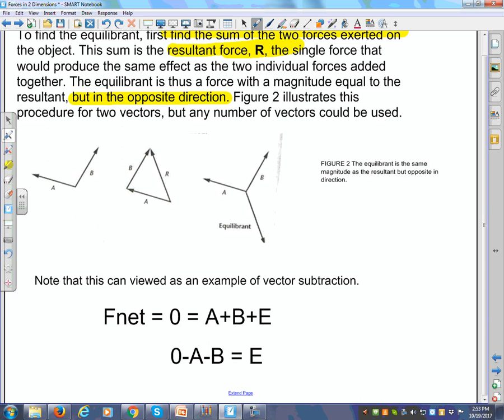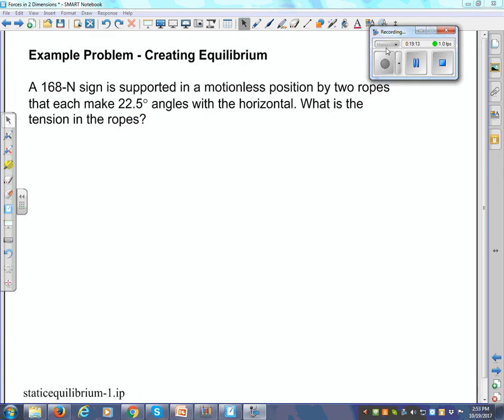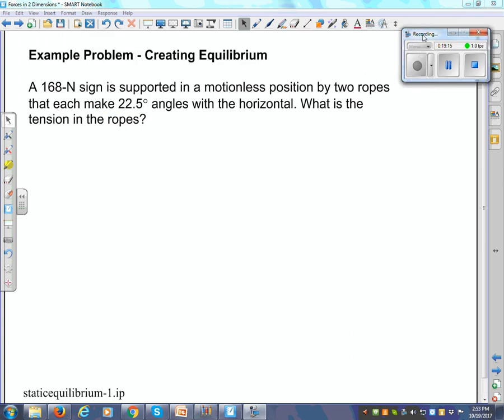Okay, so now I've given you sort of the mathematical theory. We should probably do an actual example now, right? Here is an example. A 168 Newton sign is supported in a motionless position by 2 ropes that each make 22.5 degree angles with the horizontal. What is the tension in the ropes?